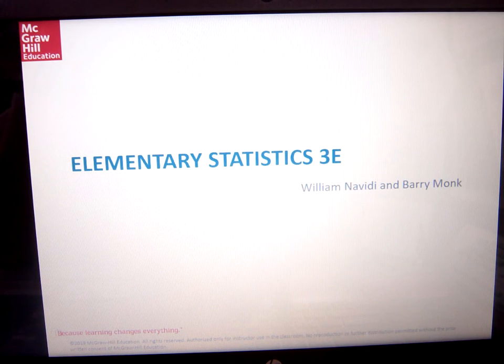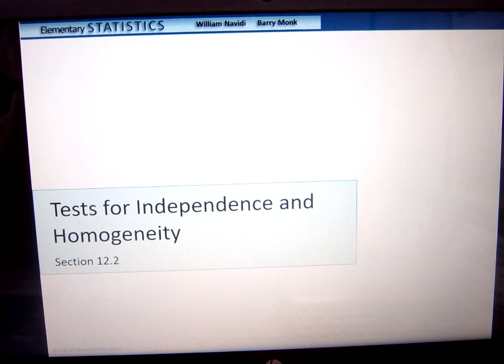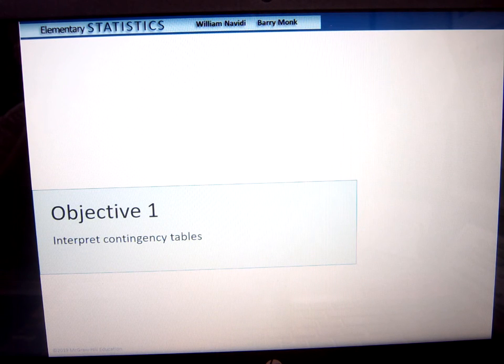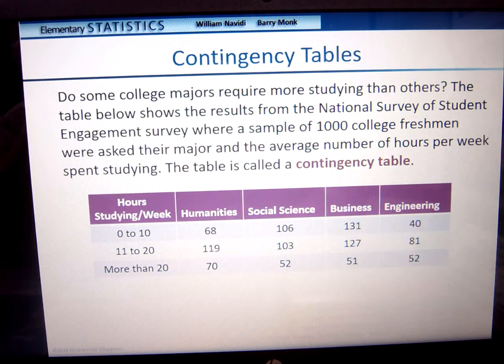Okay, here we are. We're going to take a look at 12.2 now, and that is tests for independence and homogeneity. We're going to interpret some contingency tables. We're going to perform the test of independence and perform tests of homogeneity. So let's take a look at interpreting the contingency tables.